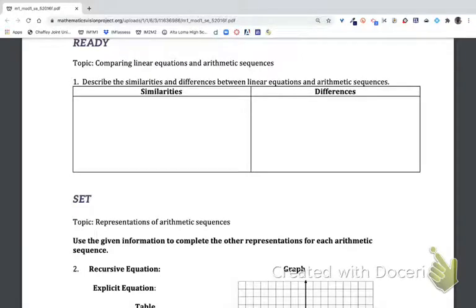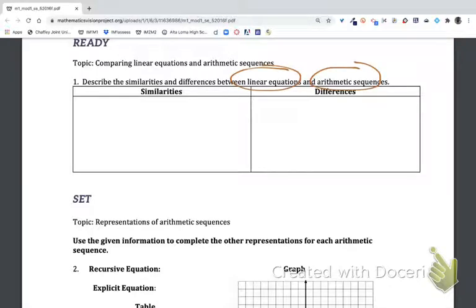For lesson 1.11, ready, set, go, we are looking at wrapping things up and tying it all together. Something we haven't really talked about at all is the similarities between a linear equation and an arithmetic sequence.